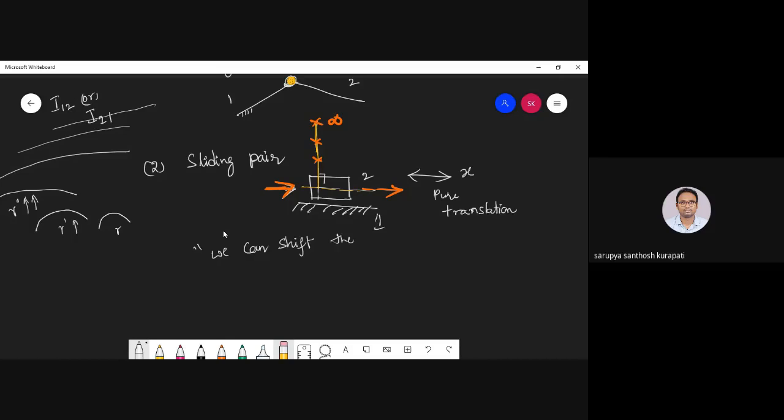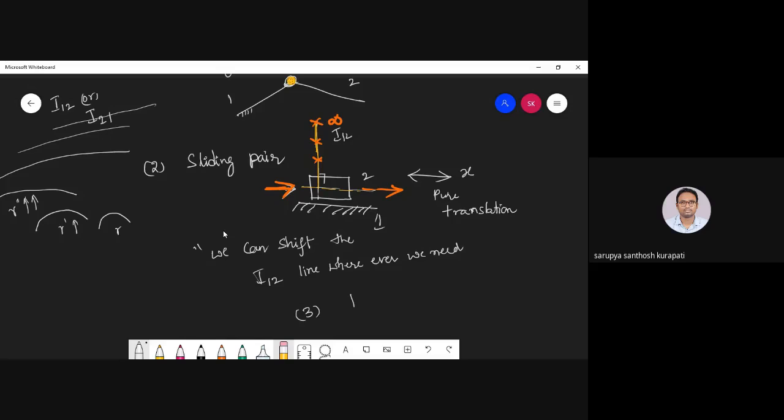We can shift the I12 line. At infinite distance, this is my I12 line. We can shift the I12 line wherever we need, but it should be perpendicular to the direction of motion. Okay, that is the point you need to remember. So this is about the sliding pair.